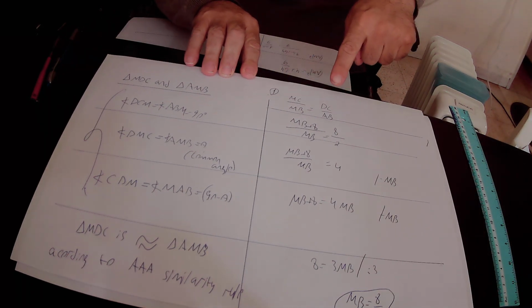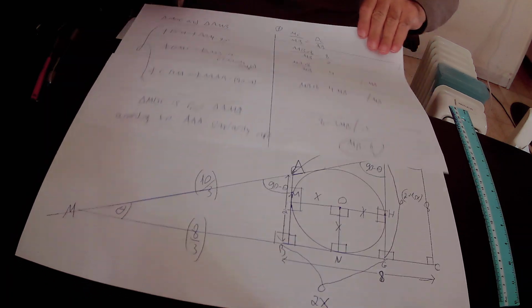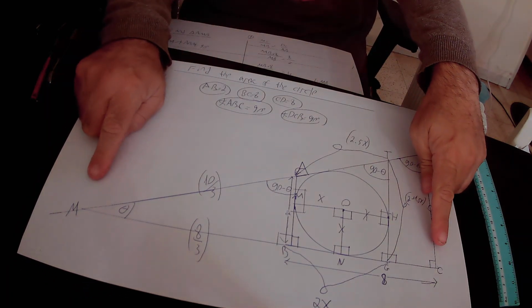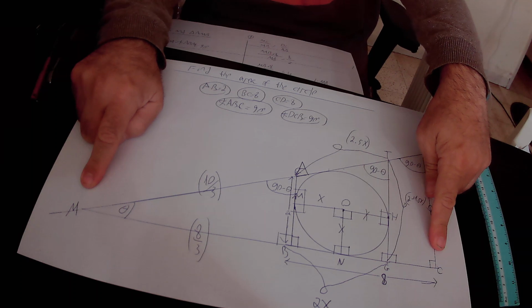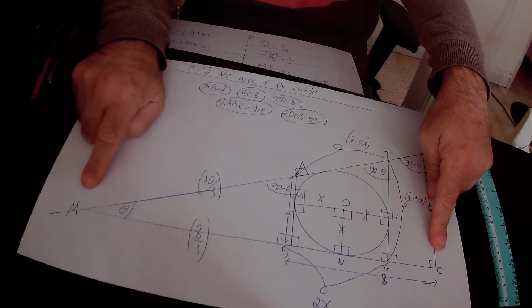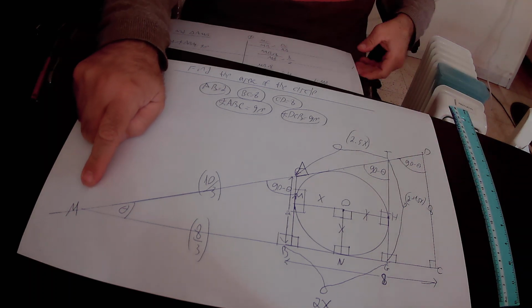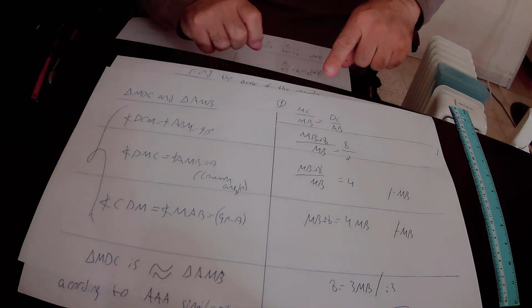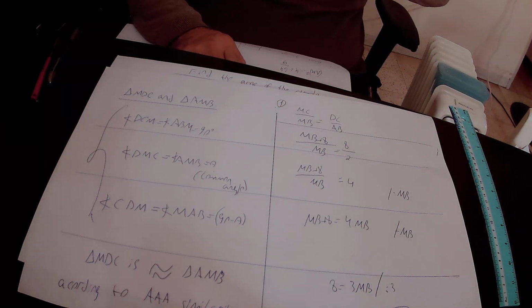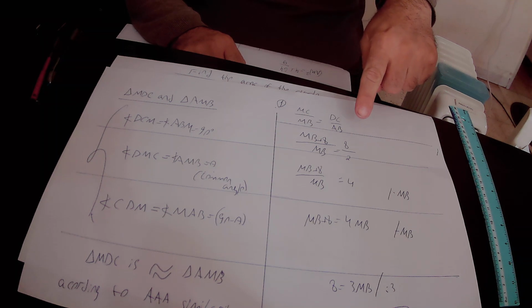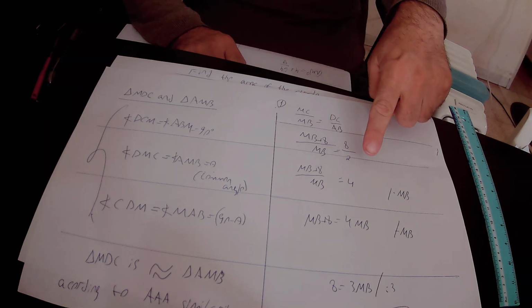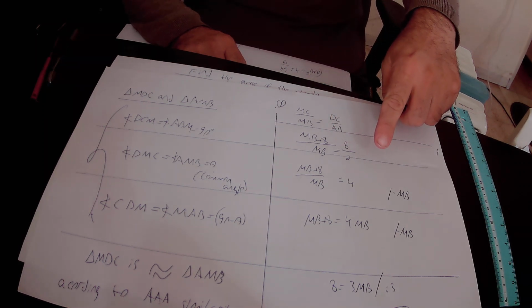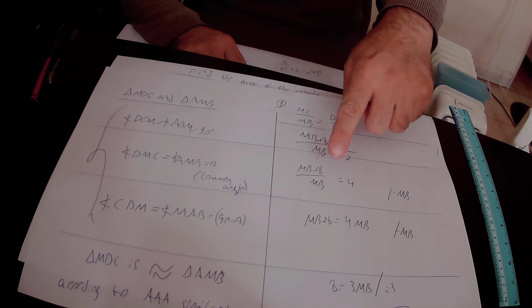MC over MB equals DC over AB. MC equals MB plus BC, that is 8, so in total MC equals MB plus 8. Again, (MB plus 8) over MB equals DC over AB, where DC is 8 and AB is 2, so DC over AB equals 8 over 2, that is 4. So (MB plus 8) over MB equals 4.